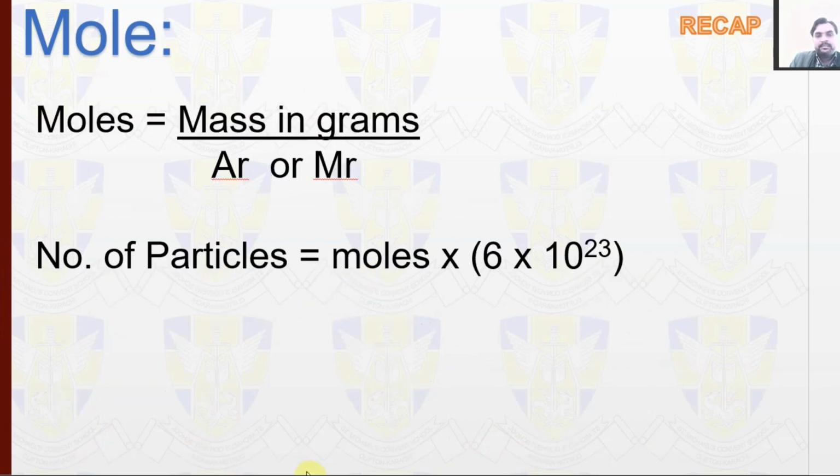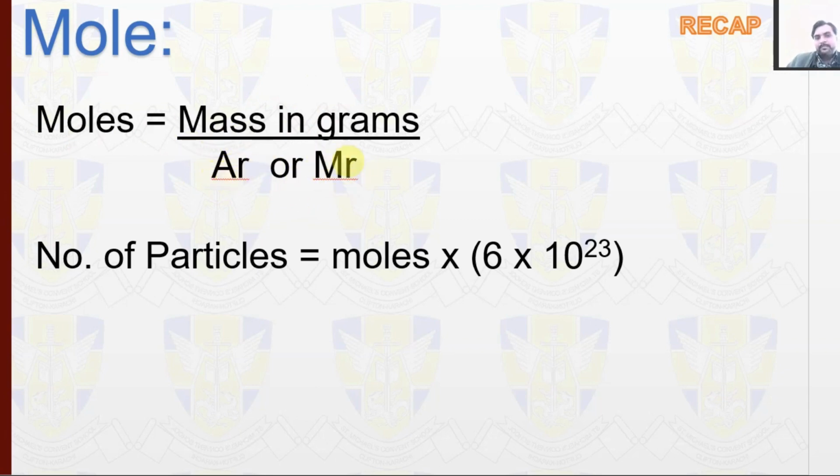So here you can see these are the 2 formulas which you have to follow, and you have to memorize these 2 formulas. The first formula is for calculating the number of moles. Right, it's very simple: mass in grams divided by AR or MR. Whatever mass is given to you in the question, you have to divide that mass by the atomic mass or the molecular mass, so you can get the moles. For example, if they are asking you to calculate the moles of anything in atomic form, you just check AR from the periodic table and put it in the denominator.